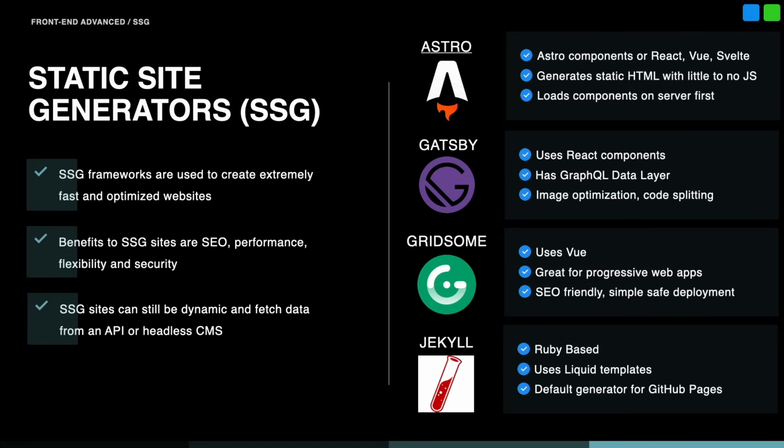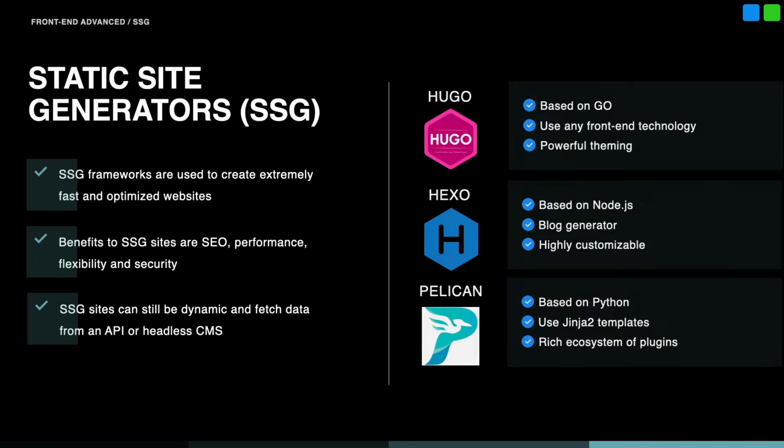So there are other static site generators that aren't built or based on JavaScript. Jekyll is one of those options. So Jekyll is actually Ruby-based and uses the Liquid template engine. So although you don't have to be a Ruby developer to use it, it's actually the default generator for GitHub pages. So here's some other ones that I'll just go over really quickly.